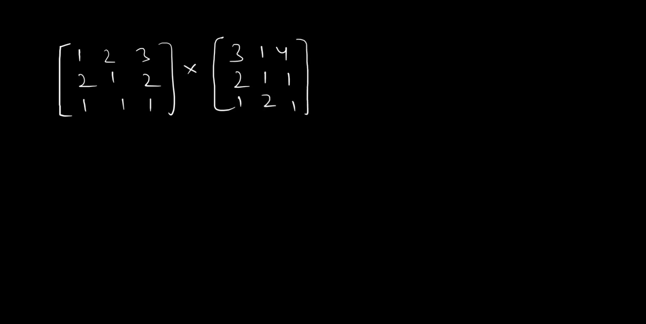Let me do this in this manner so you can understand. If I take the first row into the first column, 1 into 3 is going to be 3, plus 2 into 2 is going to be 4, plus 3 into 1 is going to be 3.